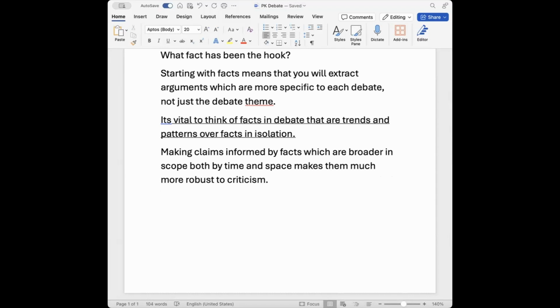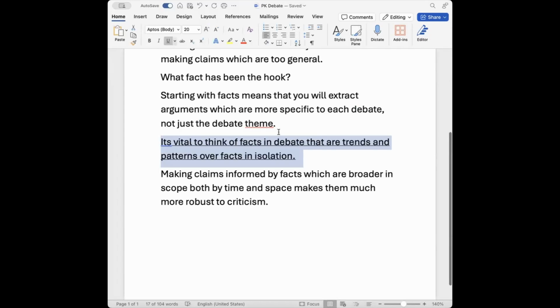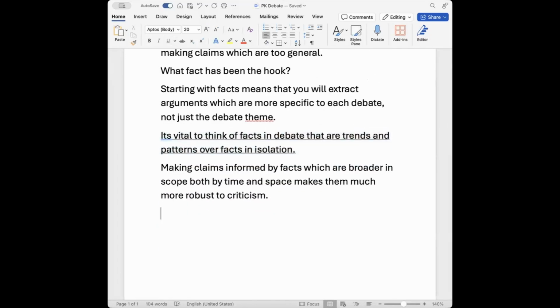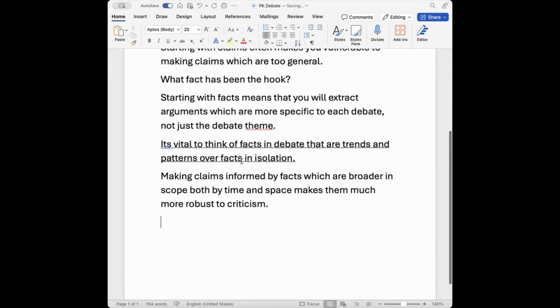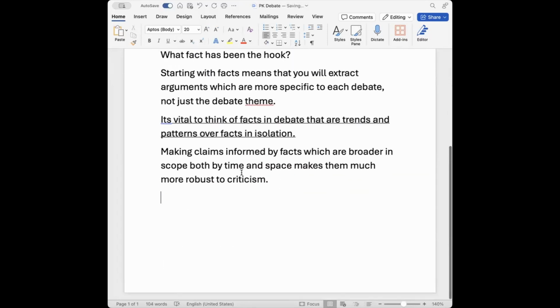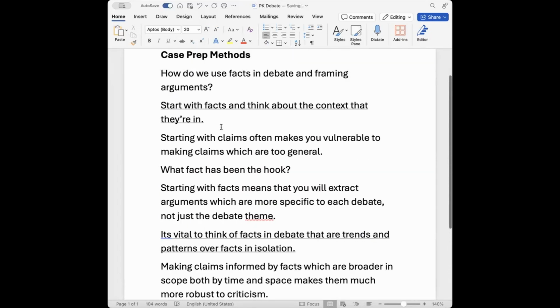So I think another thing I would do in case prep is really think about a series of facts in debate which apply broadly across space and time. That tends to be quite helpful, more interesting for the judge, more compelling to the person watching, and just harder to rebut from the other speaker. Those were the 2 takeaways about facts where I felt like people were approaching how they integrate facts into case prep in a slightly suboptimal manner.